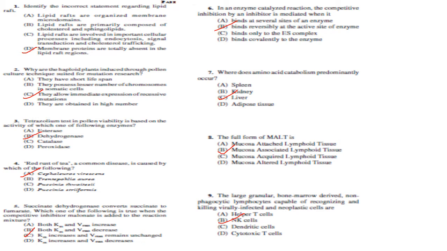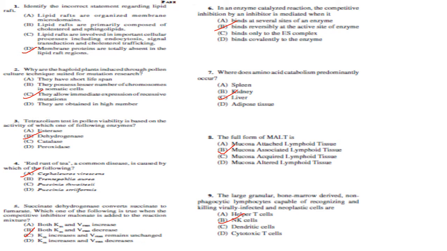That is incorrect. Then lipid rafts are involved in important cellular processes including endocytosis, signal transduction and cholesterol trafficking. That is correct. Lipid rafts are primarily composed of cholesterol and sphingolipids. That is also correct. Lipid rafts are organized membrane microdomains. That is also correct. The incorrect answer is option D.